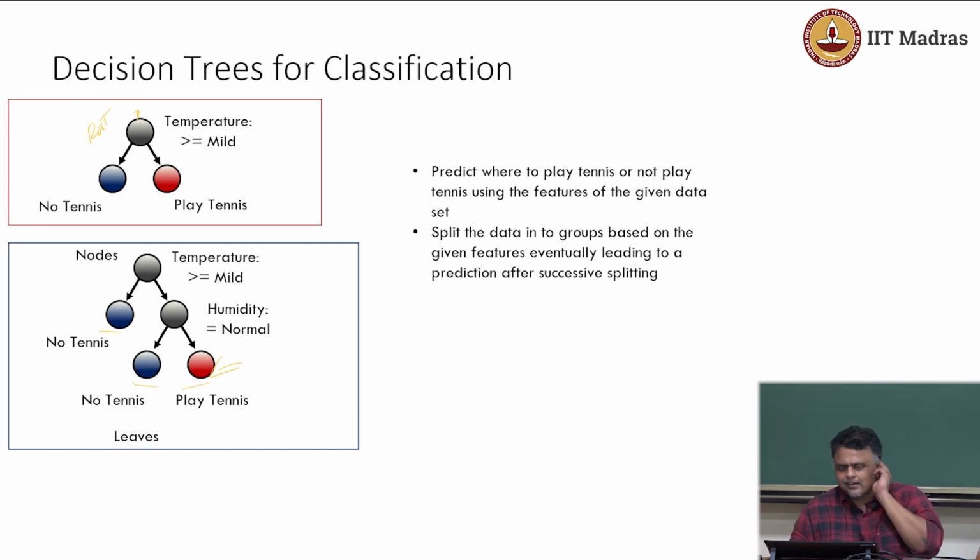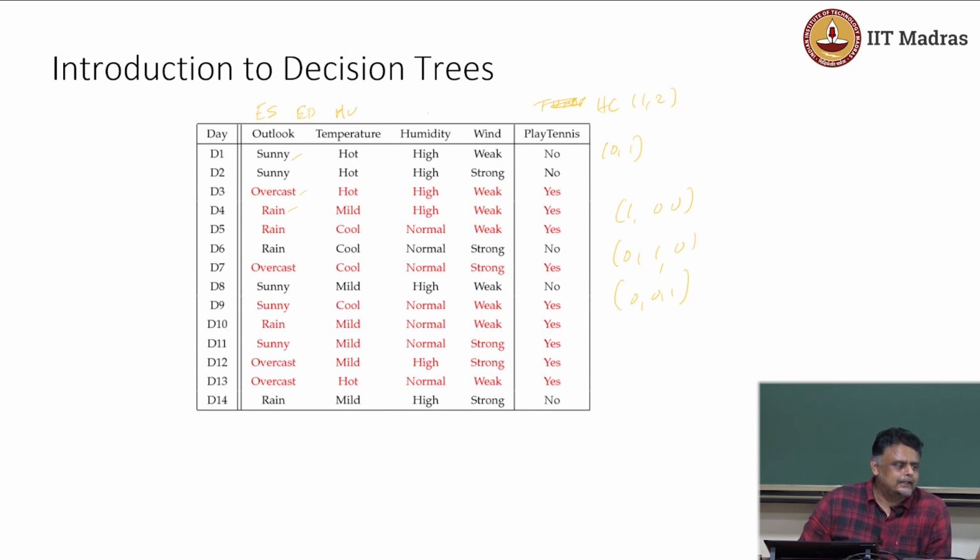Now the question is, how do we choose these features? How do we choose the splits? At every node, this is called the greedy algorithm, because at every node you just make the locally best possible split. It doesn't matter globally, it need not be right. Let me go back here and show you. How do you choose that threshold? You choose a feature, temperature, and you say whenever it's greater than or equal to mild, I will play.